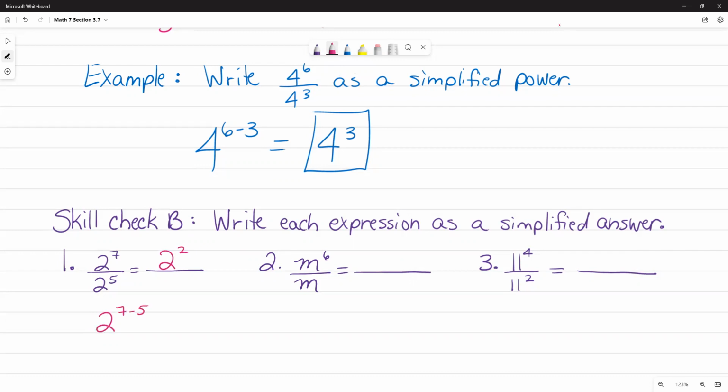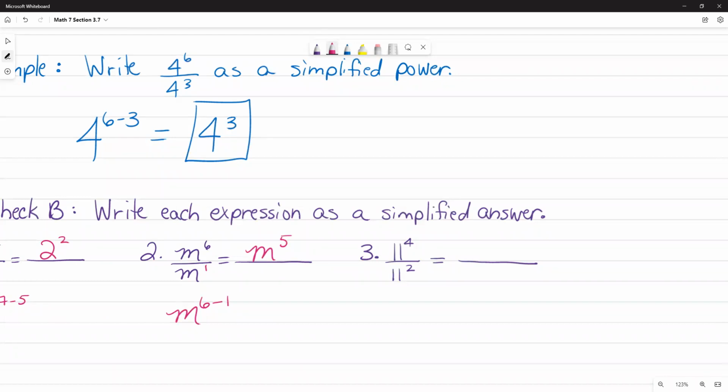Okay. So for number 2, our base is a variable, m. It doesn't matter. The property still works the same. So what's the exponent of my numerator? 6. M is the base number, and then we have 6 minus what? 1. Very good. So you have an understood exponent of 1, and 6 minus 1 is? So m to the power of 5 is our answer.